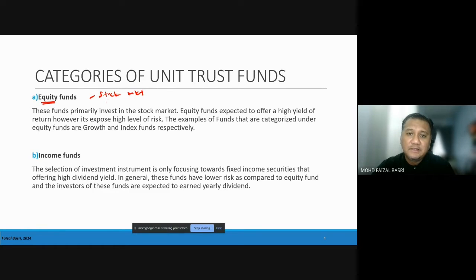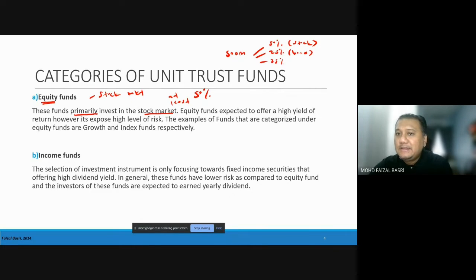Majority of the funds ataupun majority of the money dalam fund tu, they will invest primarily in the stock market. Okay, primarily in the stock market. When we said primarily, selalunya at least half of it, at least. Okay, at least 50% they must invest in stock market. So meaning kalau dia ada again 500 million tadi, okay, 50% of it mesti dalam stock. Okay, so the rest dia boleh lah 25% contoh dia invest dalam bond, and 25% lagi maybe property contohnya.